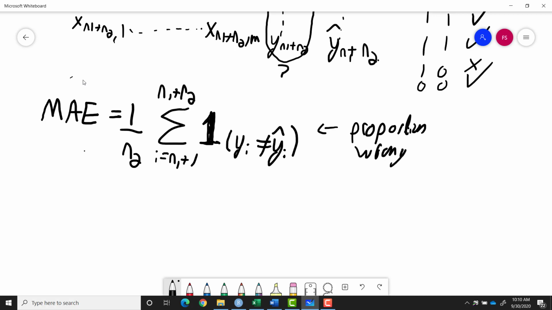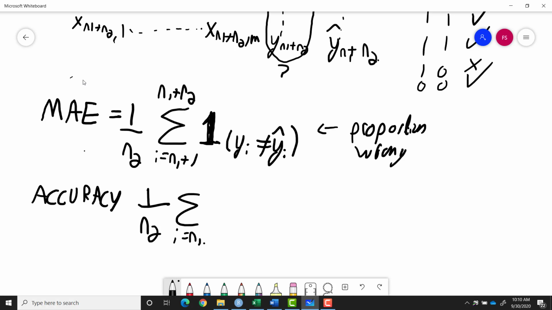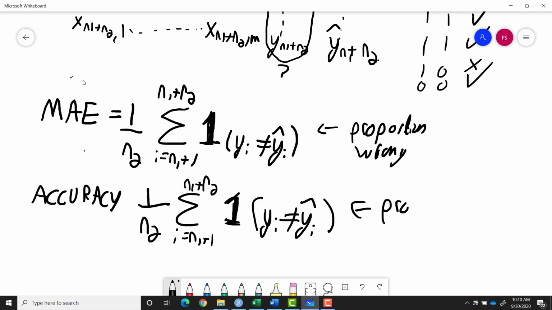But we could also have the accuracy. So let's get it clear: error is when we get it wrong, and accuracy is when we actually get it right. Again, we have our beautiful indicator function here. And this is the proportion correct.